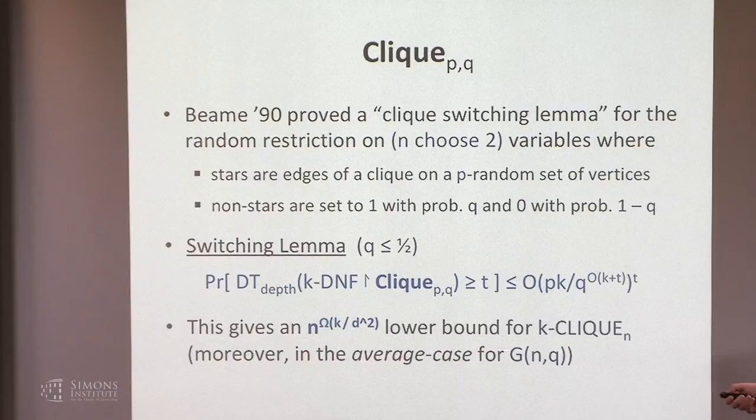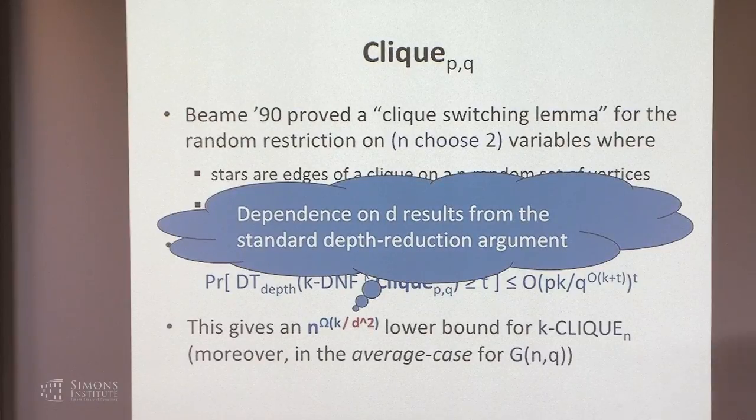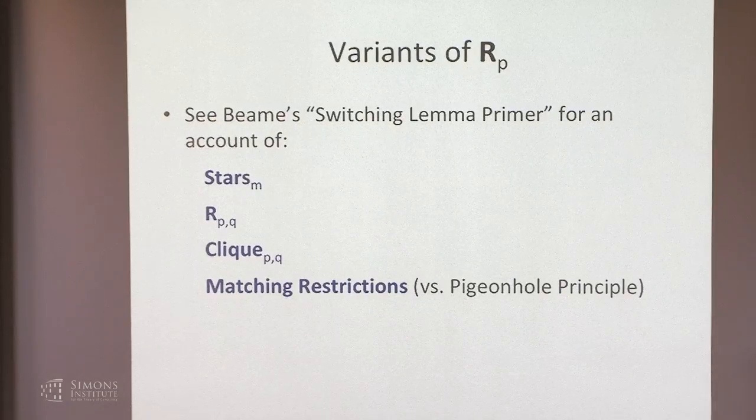And the point is you can use this to prove lower bounds for the k-clique function, even the average case k-clique function. The bounds you get are of this form. You have this sort of size-depth trade-off. And using a switching lemma in the standard way, you get this dependence on d. This is something I was able to remove for constant depths, but it's not about proving new switching lemmas there, but rather finding new ways to use the switching lemma. Okay, so there's this very nice survey article of Beame, a switching lemma primer, which gives an account of all these different interesting restrictions.